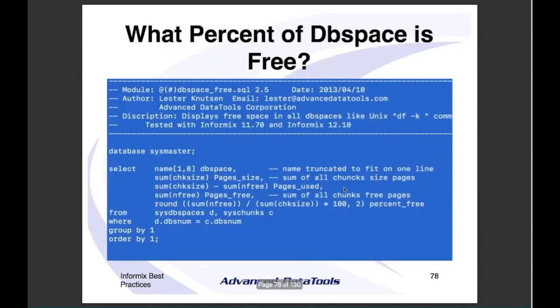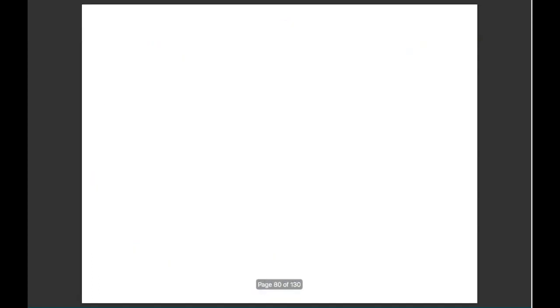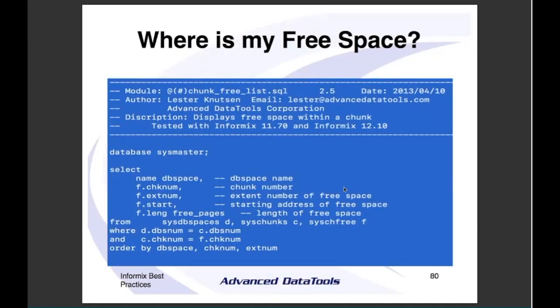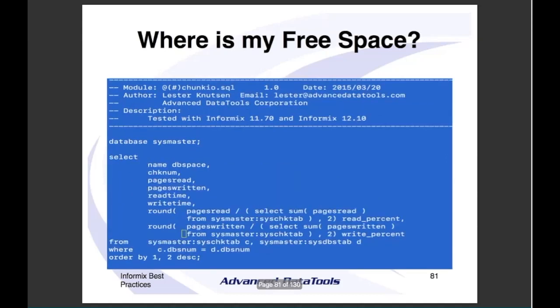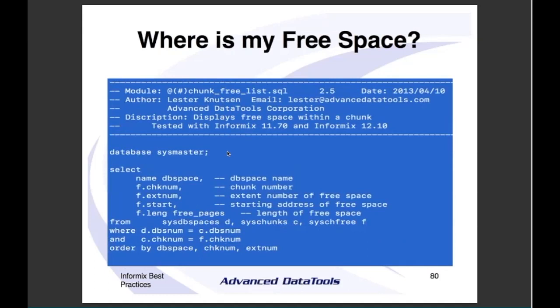What's on each chunk? Oftentimes you need to look and see where your table is and what chunk it's on. And this is a script I put together to go out and sort of dump what's on each chunk. And it's reading from a table called sysptnext, which is where the partitions are, joining it to systables. And it's going to give you a map of what's on each chunk. I won't run that.